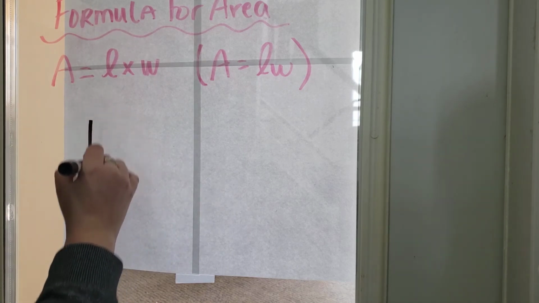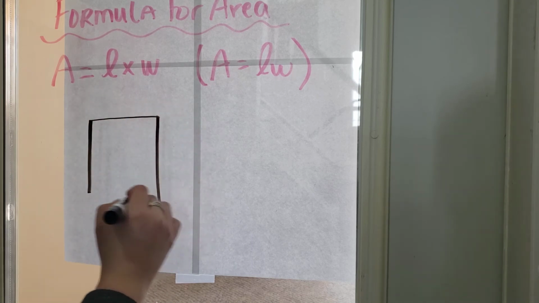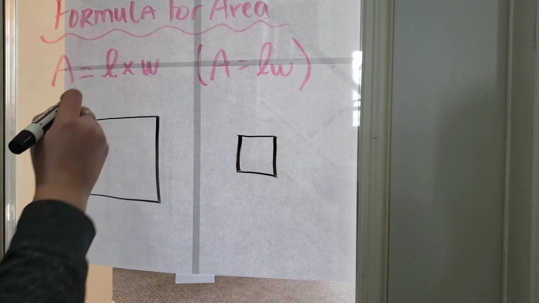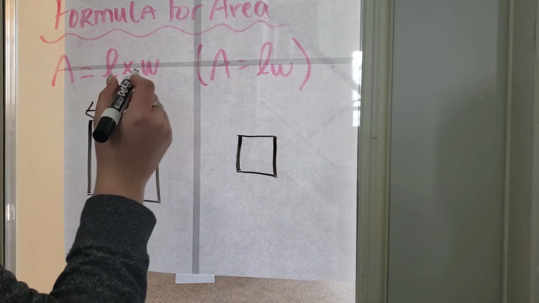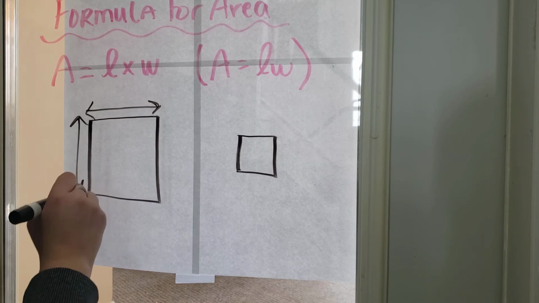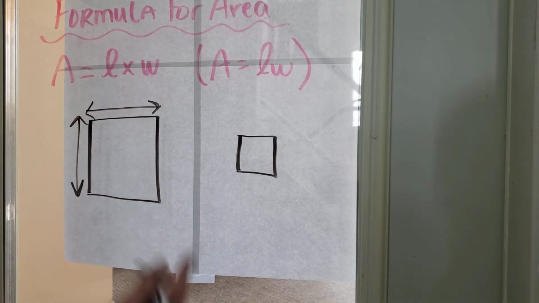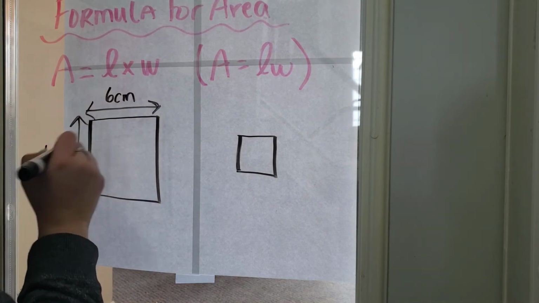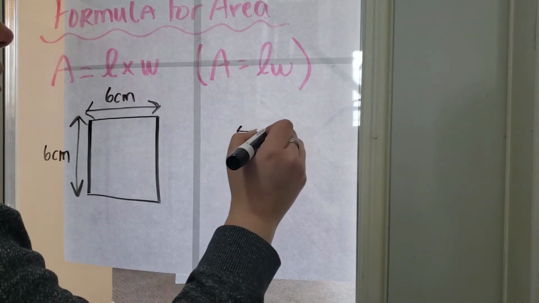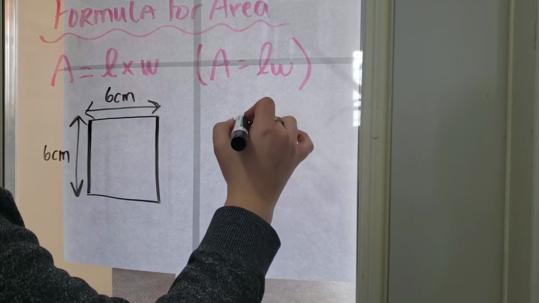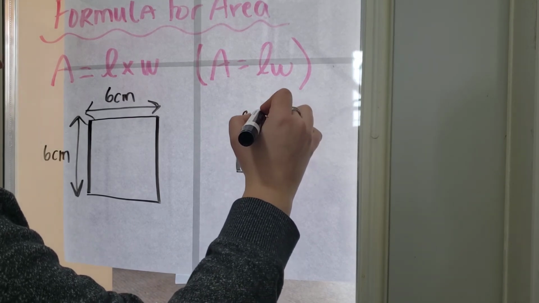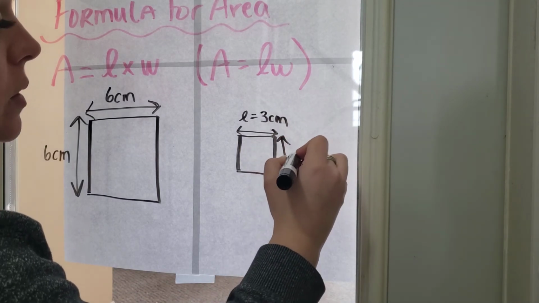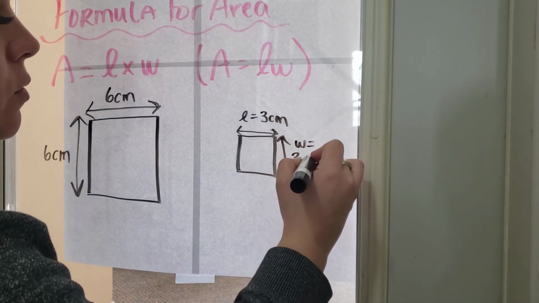All right, so say we have this square and say we have another square over here. Let's say that the length, when it's a square, it doesn't matter which one's length times height, you know they're both going to be the same. So this is 6 centimeters, and so this is 6 centimeters. And then this one, we'll say the length is 3 centimeters. Obviously if it's a square, they're equal, so this one is also 3 centimeters.